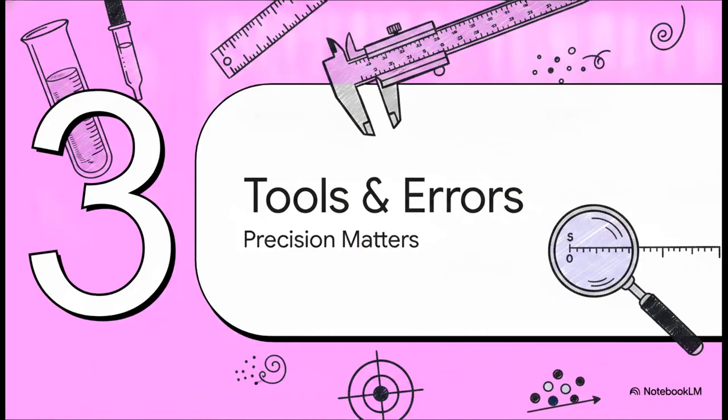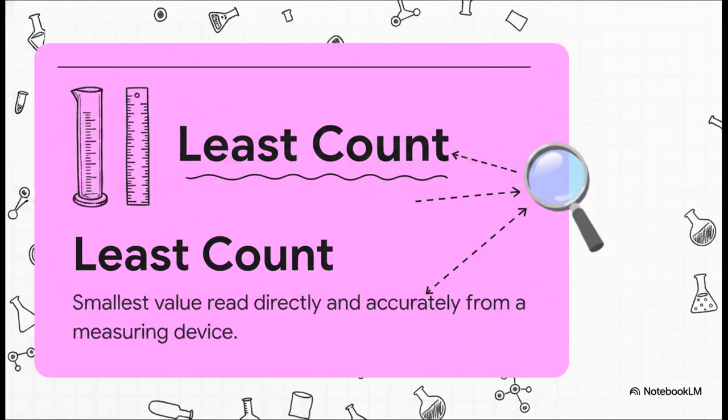All right, let's look at Part 3, using tools and avoiding errors. Now, a really vital concept to grasp here is called the least count. This is literally the absolute smallest value your specific tool, like say a graduated cylinder, can read accurately. So you've got a ruler, right? And the absolute smallest little lines on it are millimeters. That means the least count of that ruler is exactly 1 millimeter. You can't accurately measure half a millimeter with it, you'd just be guessing.